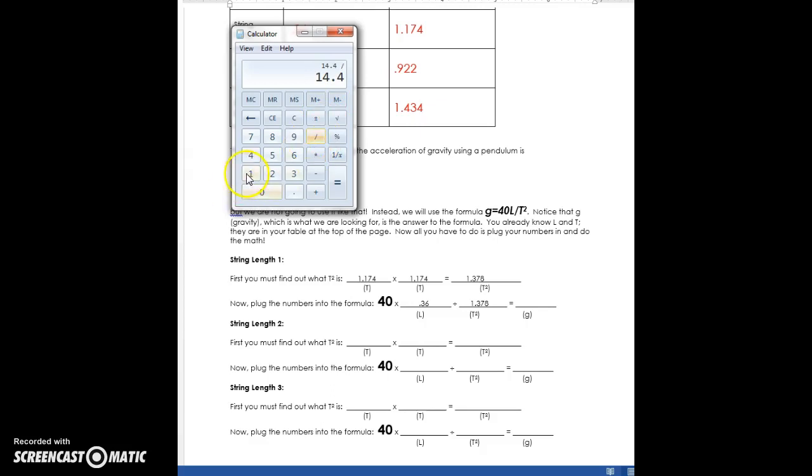I'm going to divide by 1.378 and get an answer. 10 point, and again we'll go to the third decimal place. Now this one's a little tricky. We have 10.449927, etc. My third decimal place here is a 9. My fourth decimal place is also a 9, so this is kind of a special situation.